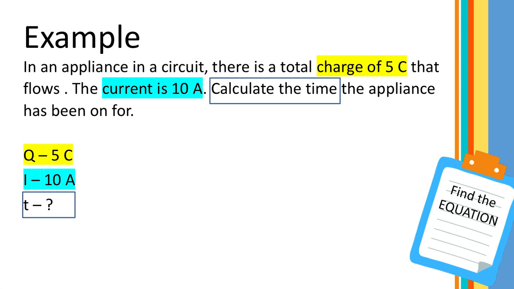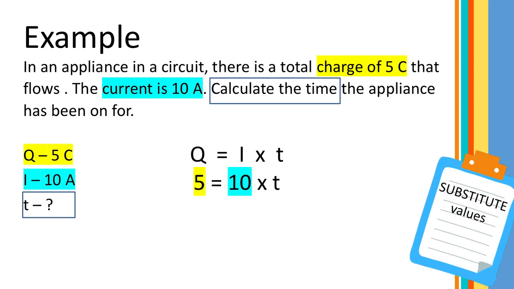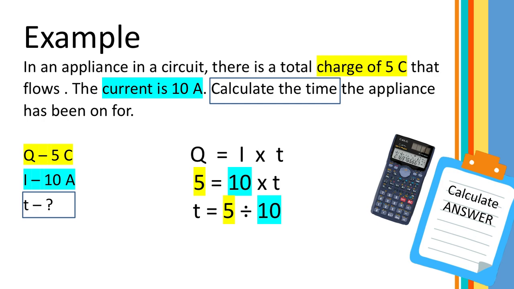So now we need to find the right equation, of which, as you've guessed, Q equals I times T, charge equals current multiplied by time. I'm going to substitute the values in underneath, so where I've got Q, I'm going to write the 5 underneath. Where I've got the current, I'm going to write 10 underneath, and I'm going to leave time as it is because that's the one we're trying to find out. I now need to calculate the answer, but I do need to rearrange it in this case. So 5 equals 10t, so I need to get time by itself. So I'm going to divide through by 10. So 5 divided by 10, and that then gives us our time.